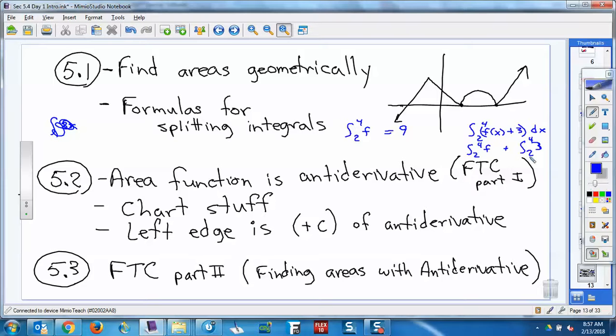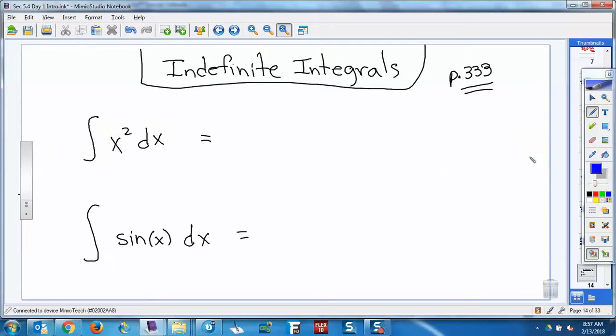Just some basic antiderivatives. Okay? All right. So with that done, we talked about indefinite integrals. Okay, so let's just write down a few. We already talked about page 333. So let's just go quickly here.